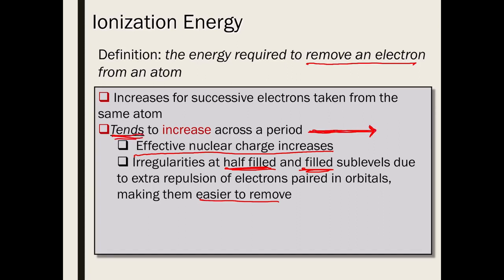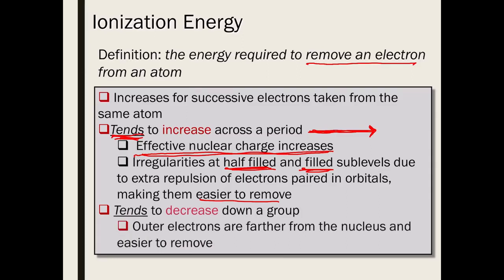It doesn't always, there are a couple of exceptions, but it tends to increase because the effective nuclear charge increases. And as we go down a group on the periodic table, the ionization energy decreases. This is because the outer electrons, those valence electrons, if we think about francium, which is a huge atom, are really, really far from the nucleus.